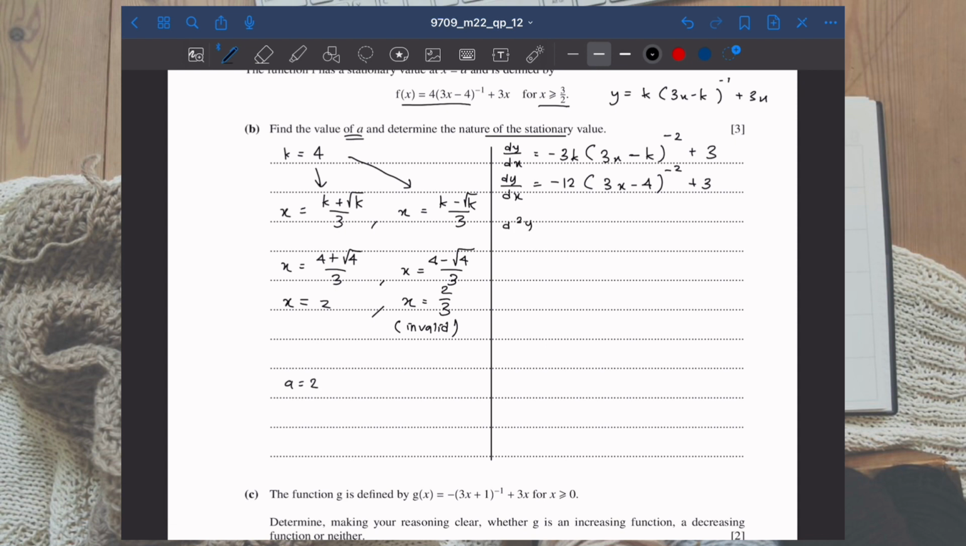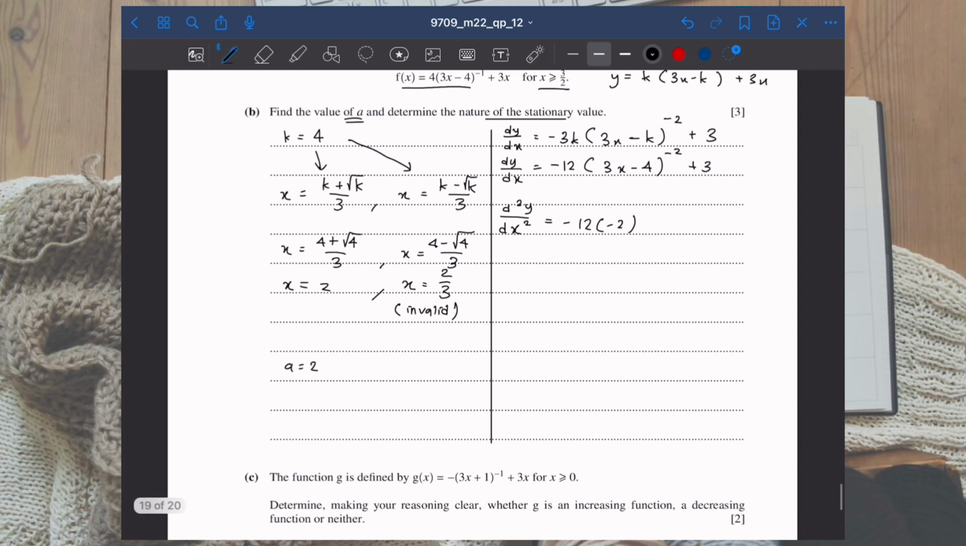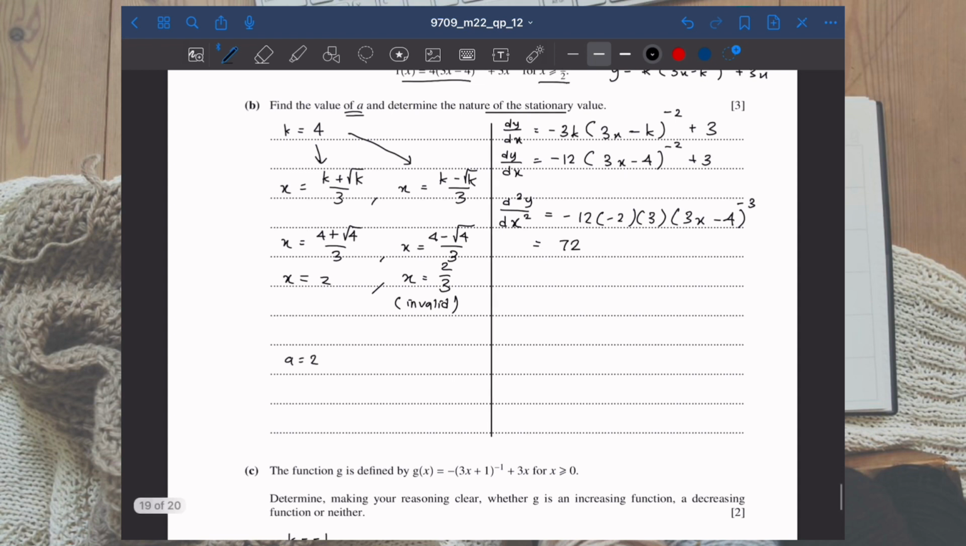We can differentiate this further, giving us d squared y over dx squared, which is negative 12 times negative 2 times 3, which is the differentiation inside the bracket. Then we write back the function inside the bracket, which is (3x minus 4) to the power of negative 3, minus 1 from the power. This will give us 72 times (3x minus 4) to the power of negative 3.